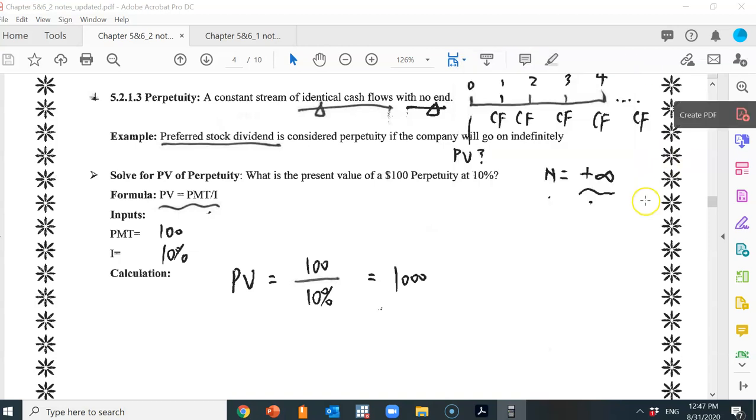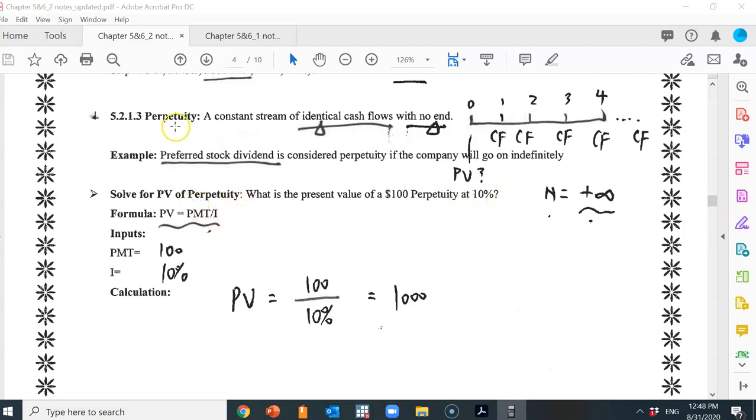However, there are special questions such as the perpetuity problem. It's hard to use financial calculators to solve for such problems, so you would have to use the formula. And usually in these cases, formulas are easier. For example, what is the present value of a 100 perpetuity at 10%? First, let's look at what a perpetuity is. It is a constant stream of identical cash flows with no end. Same amount of money with no end. If we receive, say, $100 at the end of each year forever, that's a perpetuity.